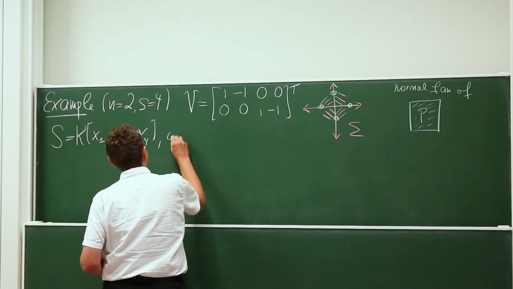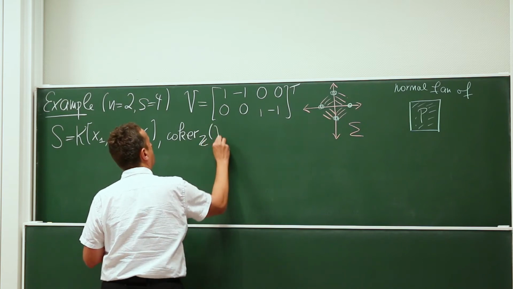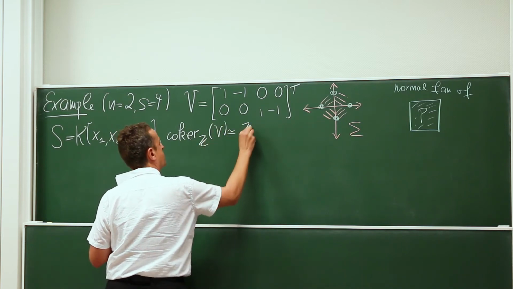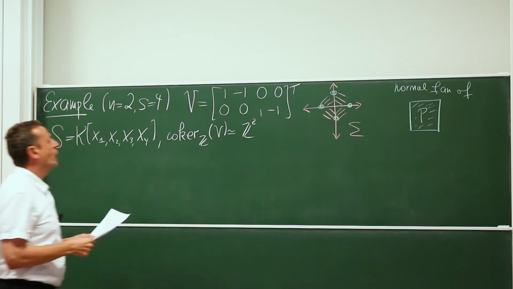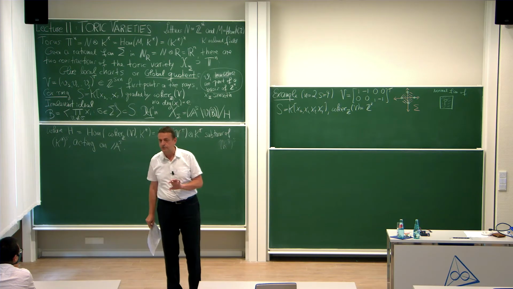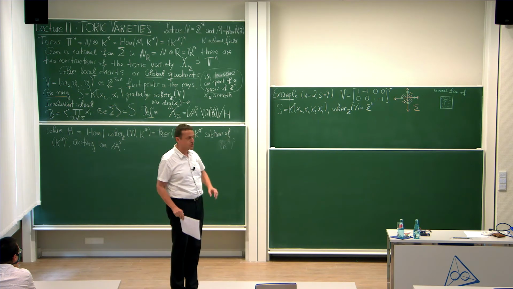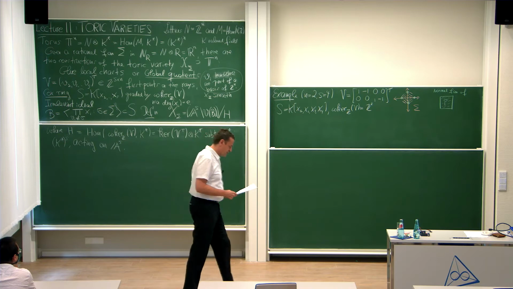The co-kernel in this case is torsion-free. The co-kernel of V is Z2, right? So the co-kernel of the transpose, you can see the non-zero 2x2 minors are all plus or minus 1. So when you do integer linear algebra, the first thing you do is you run the Smith normal form, right? So somebody hands you an integer matrix, and the normal form you compute is the Smith normal form. So this shows that the co-kernel is Z2.